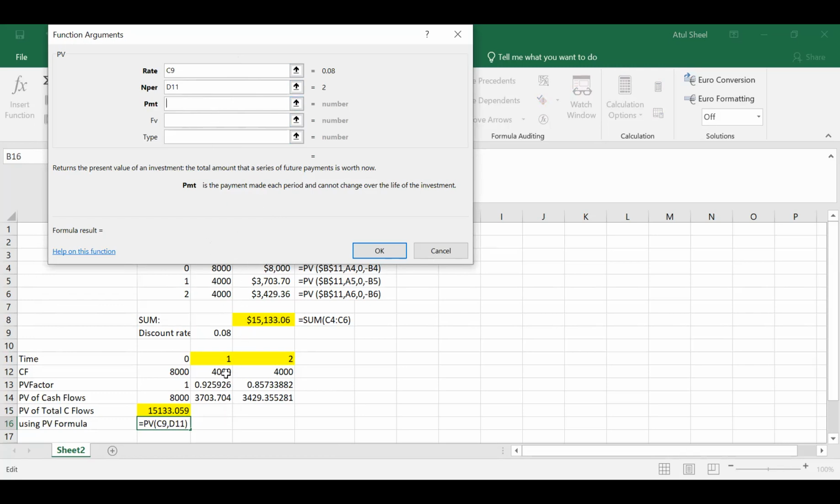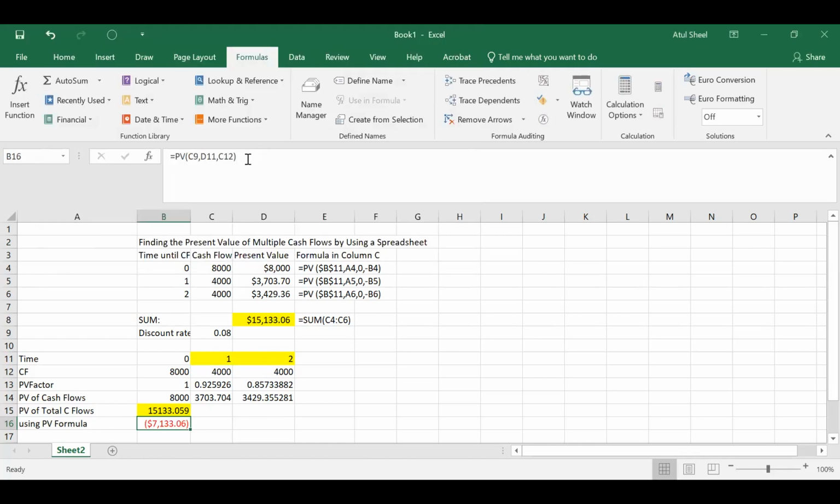$4,000. So I can pick any one, any cell, but I'm picking one, $4,000. And this is the present value of 2 years of cash flow, 4,000 and 4,000. Then what do I do? I add today's cash flow, but it is a negative number, right? So I subtract it because it is treated as a cash flow outflow. So that is minus 15,100, that is $15,133.06, the amount worth investing today.